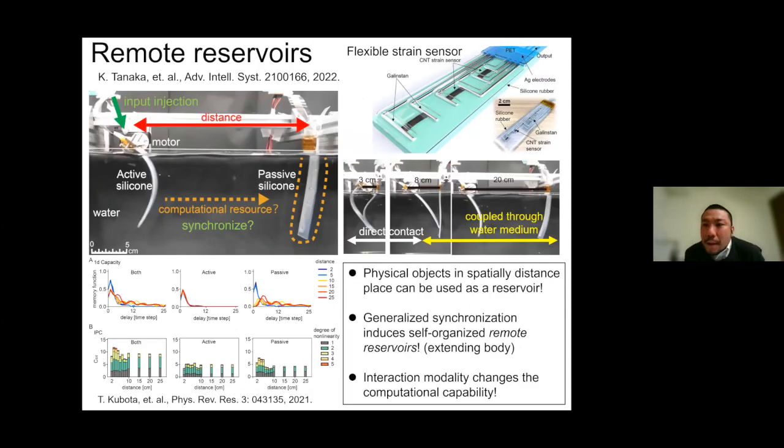And this is also recent work in which we showed that we can transfer the computation to a distant place. As I explained, if we consider the mechanism of physical reservoir computing, the important point is generalized synchronization. If we can form this kind of synchronization relation, then we found that we can somehow transfer the computation to a spatially distant place. But we don't have enough time to explain, so please check this paper for details.